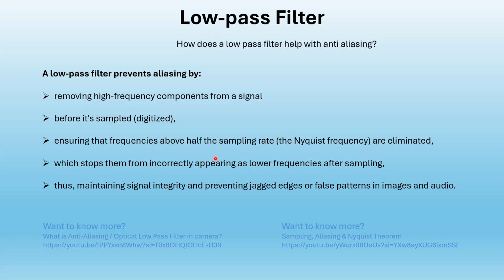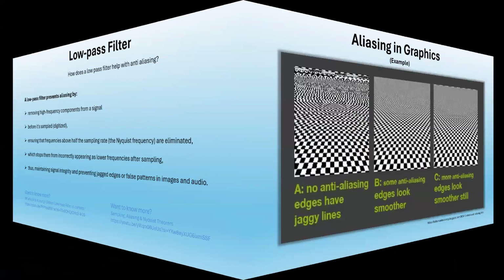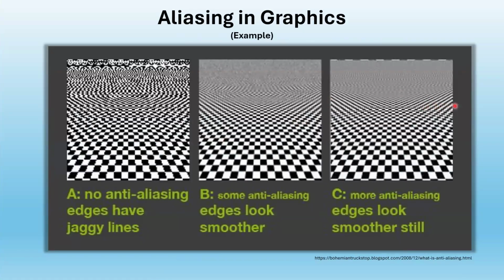All right. So all the frequencies that are higher are stopped from incorrectly appearing as lower frequencies, because lower frequencies would be a beat combined from many other frequencies present at the same time. So that's maintaining the signal integrity and preventing jagged edges or false patterns in images, so the graphics, and in audio. And when you download this, say you want to know more? Click here. Or you want to click here. You'll know even more.